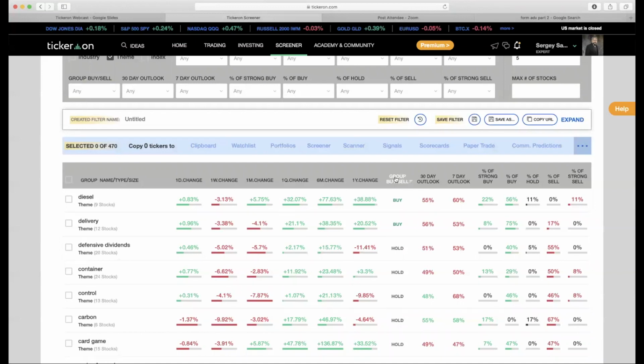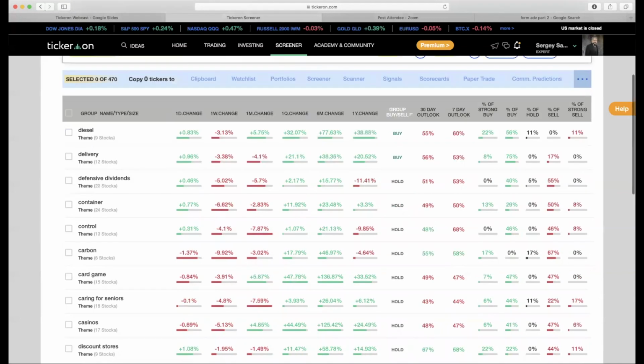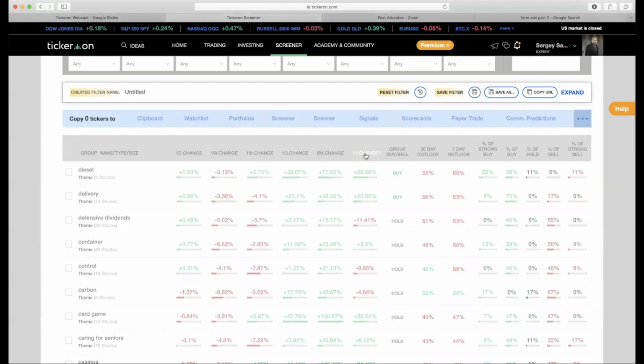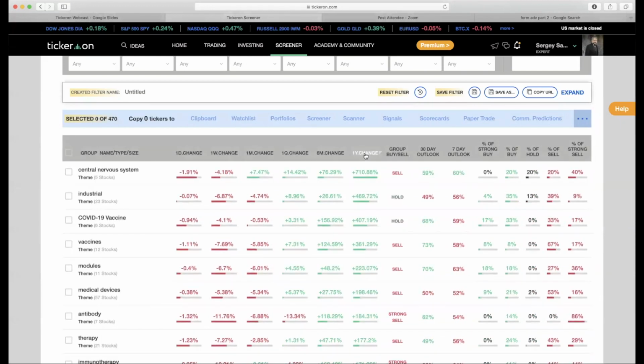So I sort by group buy sell, right? And here we can see that the market's not strong right now. So we don't have any strong buy recommendations like we saw when we were using the popular filters. We have buy, hold, and a bunch of sells, right? But what you can do is you can sort by these, which are really useful, right? You can see which group's grown the most for a year, right? Like central nervous system has grown 710% in the last year. And industrial has grown 469%, exactly, right?